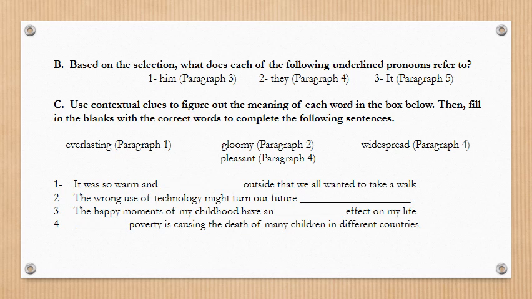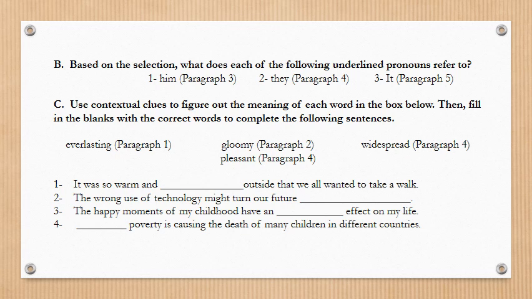Now let's move on to the pronoun reference. Him in paragraph 3, they in paragraph 4, it in paragraph 5. Going on to the paragraphs, of course, we'll do this on Zoom live together. I'll leave it to Zoom. Now, let's use context clues to figure out the meanings of each word in the box below, then fill in the blanks with the correct words.